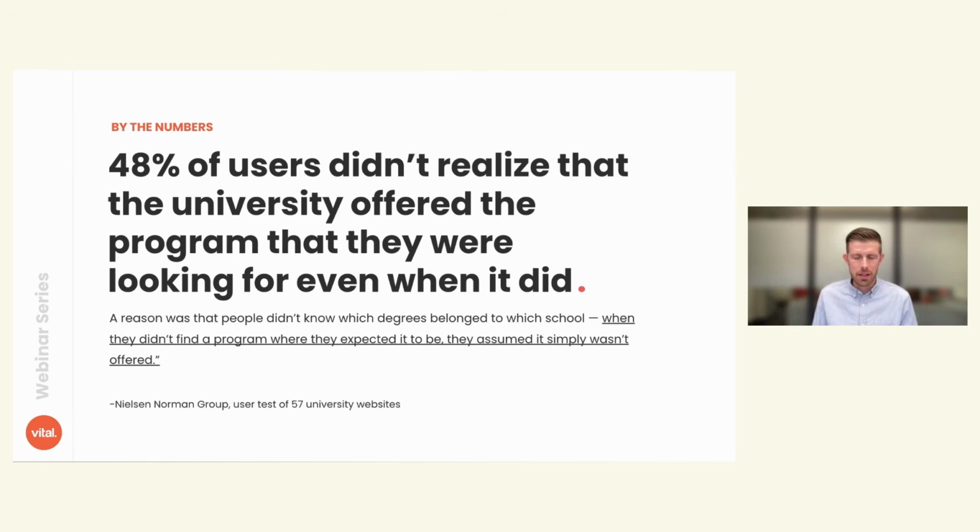And so when they couldn't find it, they assumed the school didn't offer it. And 48%, that's like 50%, like half of higher ed websites, when they did the user test, the user couldn't find the program they wanted. And that's an example of main nav failing people.